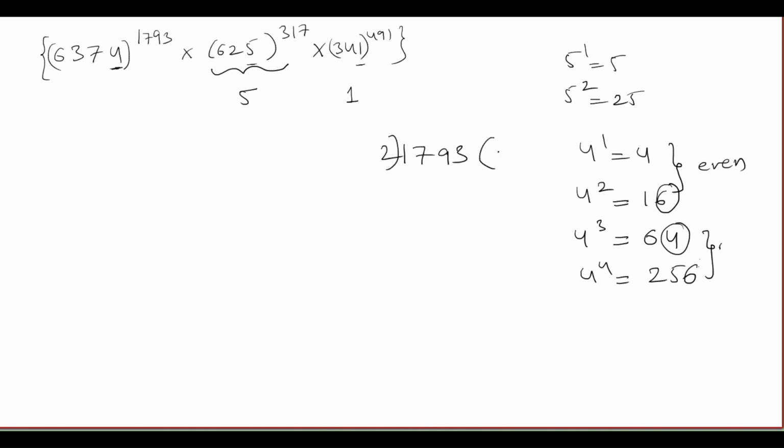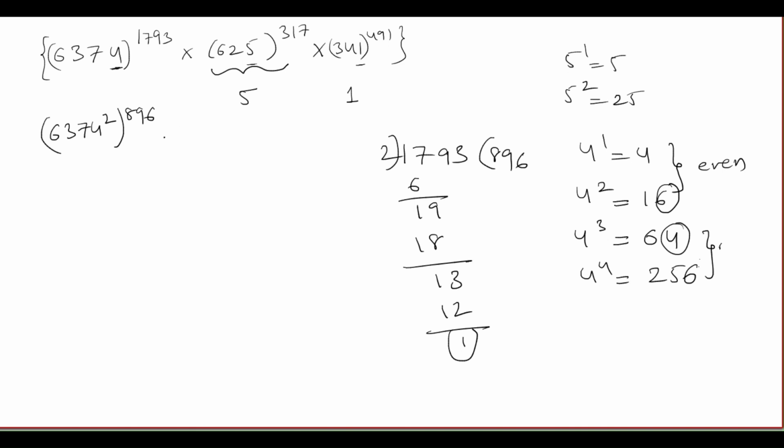7493 divided by 2. 2 8s are 16. 1 9, 2 9s are 18. 1 3, 2 6 are 12. Right. So you are going to get 1. So 6374 square whole power 896 multiplied by 2, 6374 whole power 1. Right. So this total will become 6 multiplied by this total, as its units place is 4, you can write it as 4 multiplied by 5 multiplied by 1.